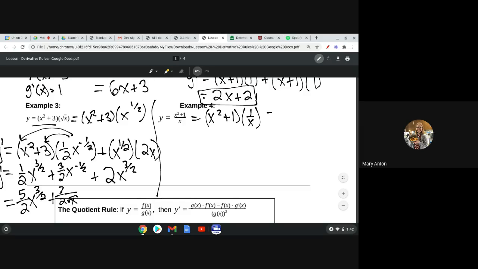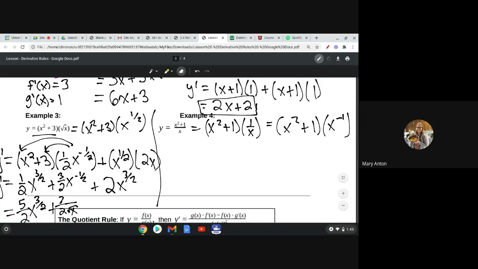Y'all, do you follow me if I say this is just x squared plus 1 times x to the negative first power? Are you okay with that? Yeah? Okay. All right, and now do we have a product of two different things? You bet we do. So what's the derivative?